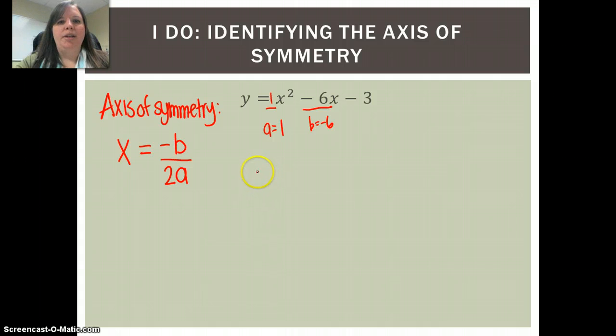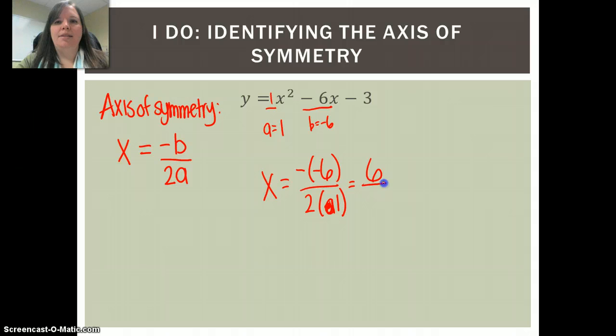We can find the axis of symmetry by taking the negative b value divided by 2 times the a value, which is 1 in this case. So negative negative 6 is 6, divided by 2 is 3. So finding the axis of symmetry, if this was a parabola, our axis of symmetry would be at x equals positive 3.